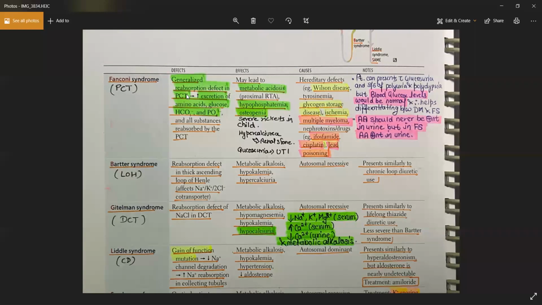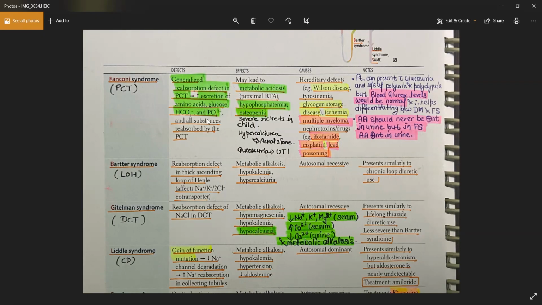defect. In the PCT, you will have an increased excretion of amino acids, glucose, bicarbonate, phosphate, and all other substances which get reabsorbed in the PCT. Because you're having a loss of bicarbonate. I told you bicarbonate combines with hydrogen ions to form carbonic acid, and then it gets reabsorbed, and like that you reabsorb bicarbonate. In case of this syndrome, you will have a loss of bicarbonate, and that causes metabolic acidosis, right?